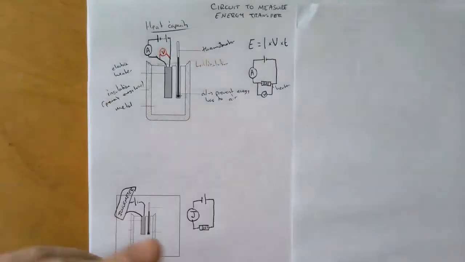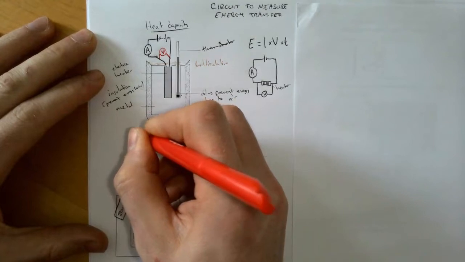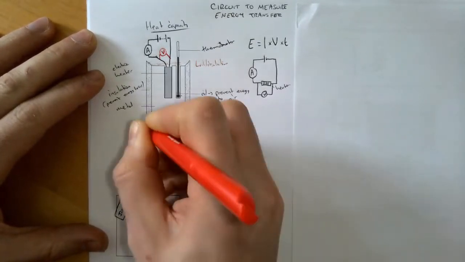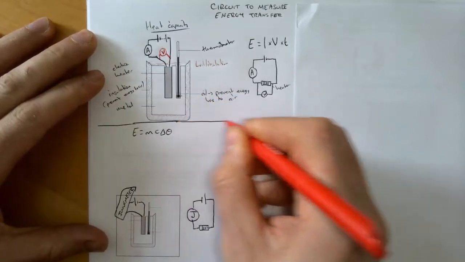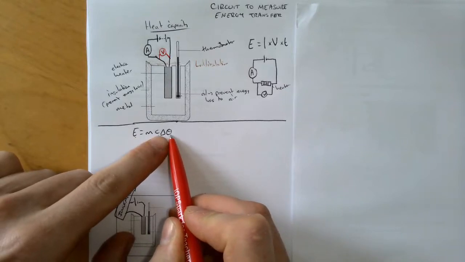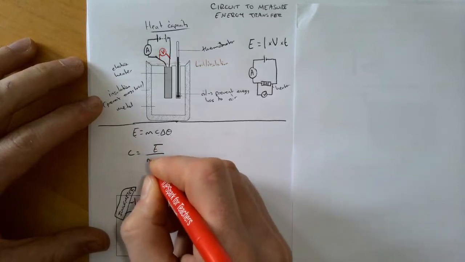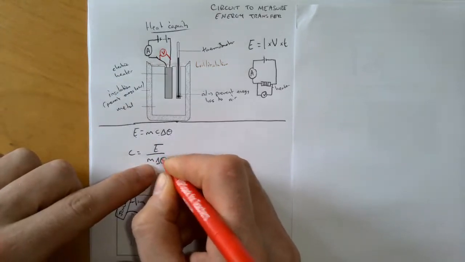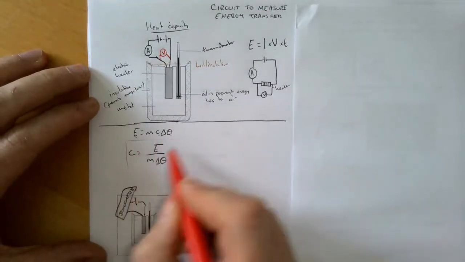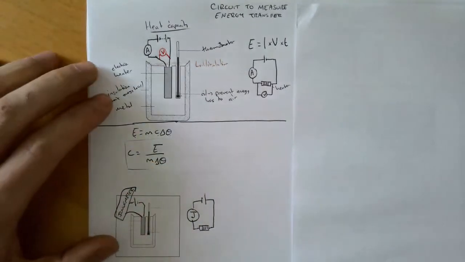Now, in terms of the results of this, or calculating heat capacity, the equation that is on your formula sheet is this. So we've got energy transferred is mass times the specific heat capacity times the temperature change, which means the heat capacity is the energy divided by the mass times the temperature change. So once we know the electrical energy that is being supplied, and we know the mass and the temperature change, it's really easy to work out the heat capacity.